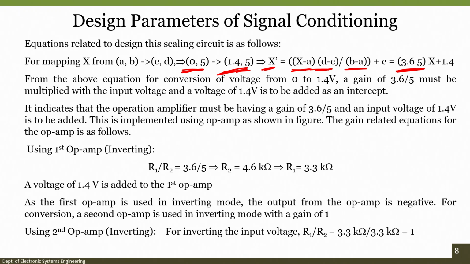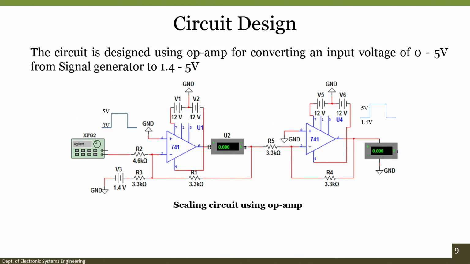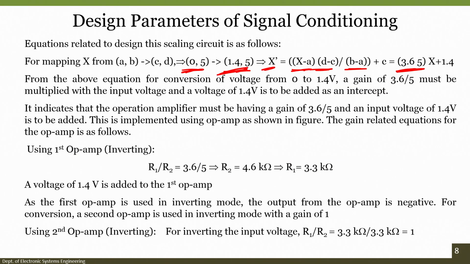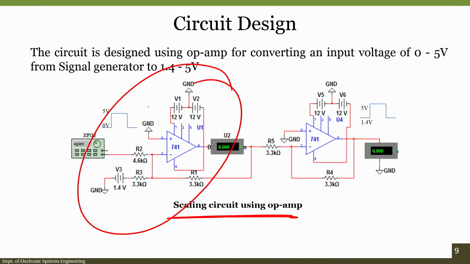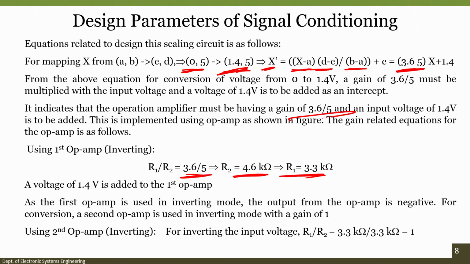This is implemented in the next figure, which is right over here. If you see this figure, you can use Multisim to understand whether the circuit works according to what we are looking at in the theory class. Then, the gain related equations for the op amp are as follows. For the inverting amplifier, R1 by R2 is 3.6 by 5. So, R2 equals 4.6 kilo ohm and R1 can be 3.3 kilo ohms, right. If I use this particular circuit with R2 equals 4.6 and R3 equals 3.3, then only can I have my gain of 3.6 by 5.